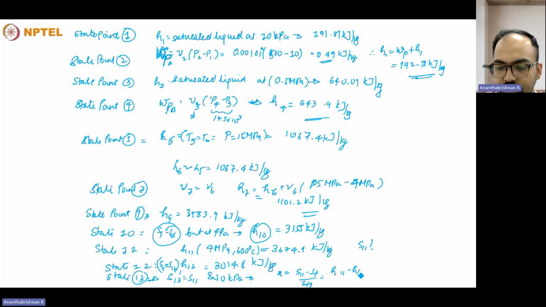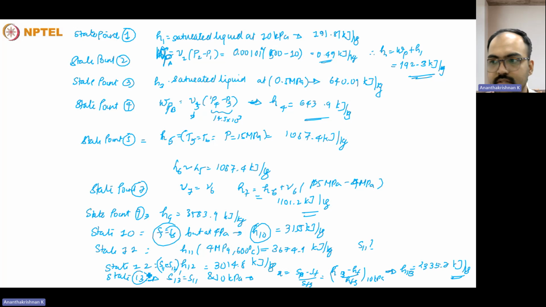So H11 minus Hf by Hfg at 10 kilopascal, we'll get H13, sorry, I beg your pardon, H13 will be equal to 2335.7 kilojoule per kilogram. So this is the starting point.